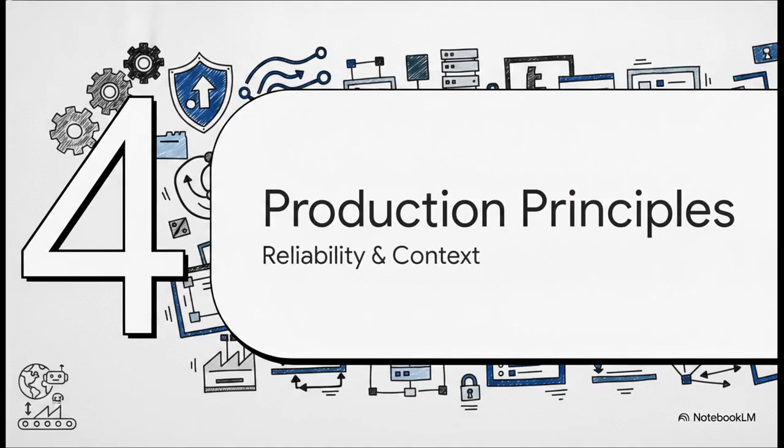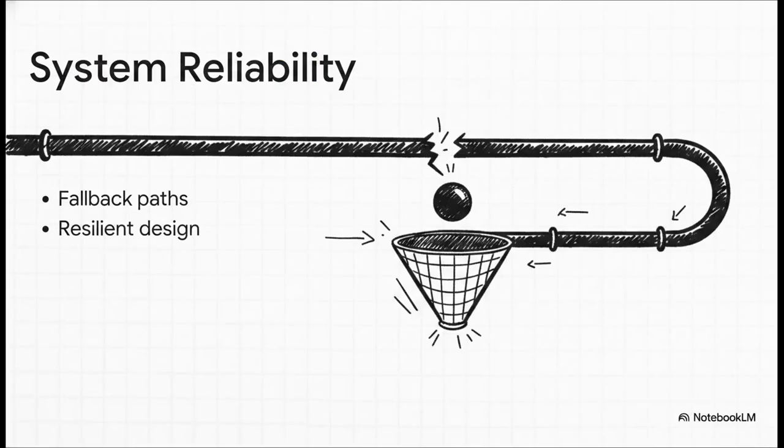Section 4. Production Principles. Reliability and Context. We're now entering the crucial production hardening phase. First up is system reliability. Here is a massive mindset shift for you. Reliability in AI is not about making the language model perfect. Models will always have bad days. Reliability is actually about designing a resilient system that gracefully catches model failures before the end user ever notices.